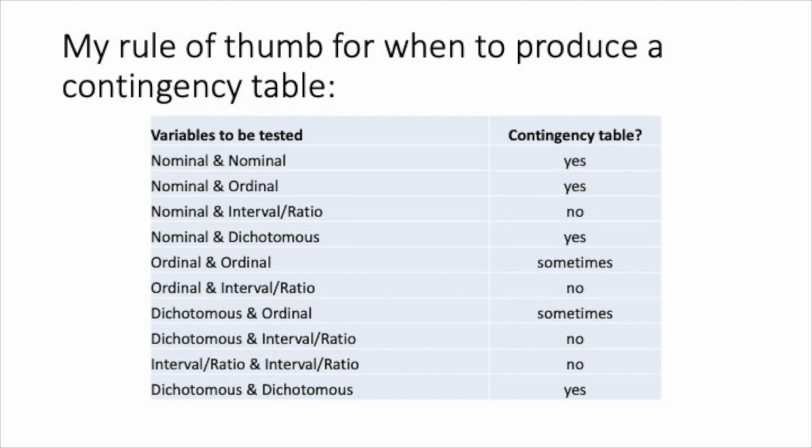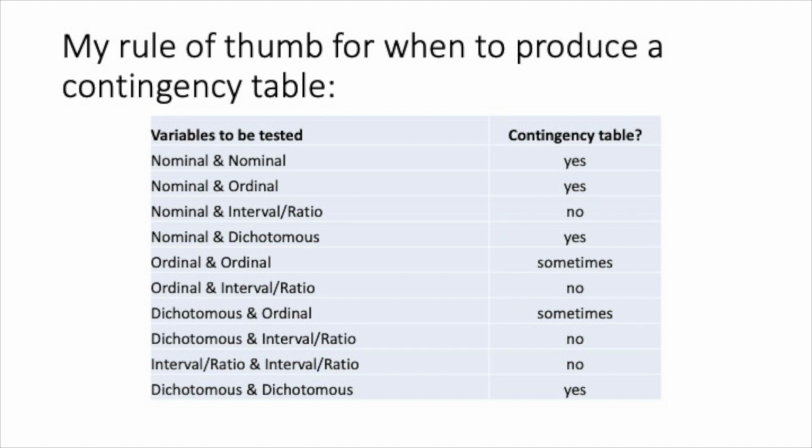Anything interval ratio, it's not going to be useful. So anytime you have any combination with an interval ratio variable, you're not going to make a contingency table. It would just be way too big. Now, you'll see a couple of sometimes here. That's for ordinal and ordinal, and dichotomous and ordinal.